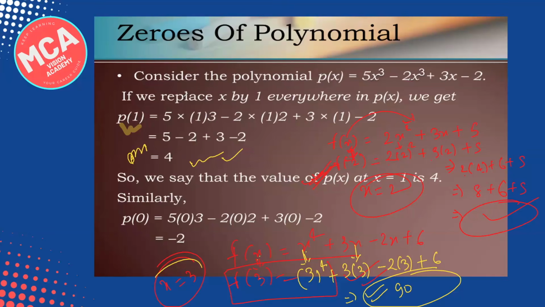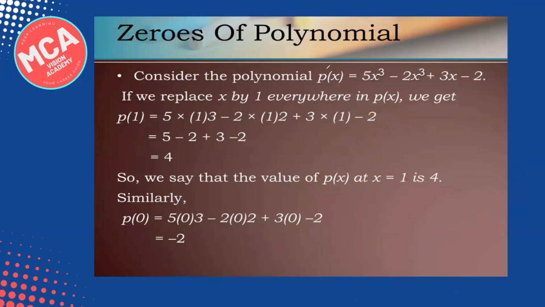Now, over here also, if you see this, I have got a polynomial function. P of x equals 5x cube minus 2x cube plus 3x minus 2. If I ask you to find P of 1, in place of x, just put the value of x as 1. P of x का value इधर 1 रखा है.